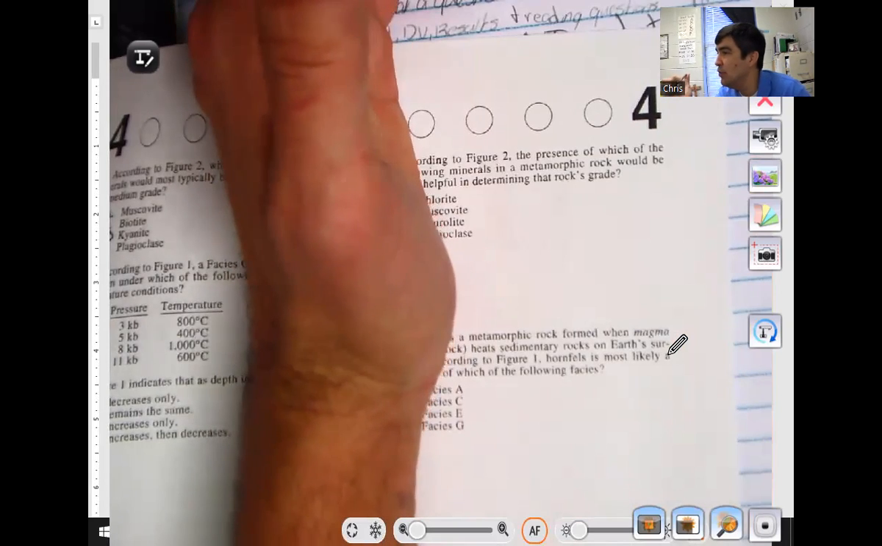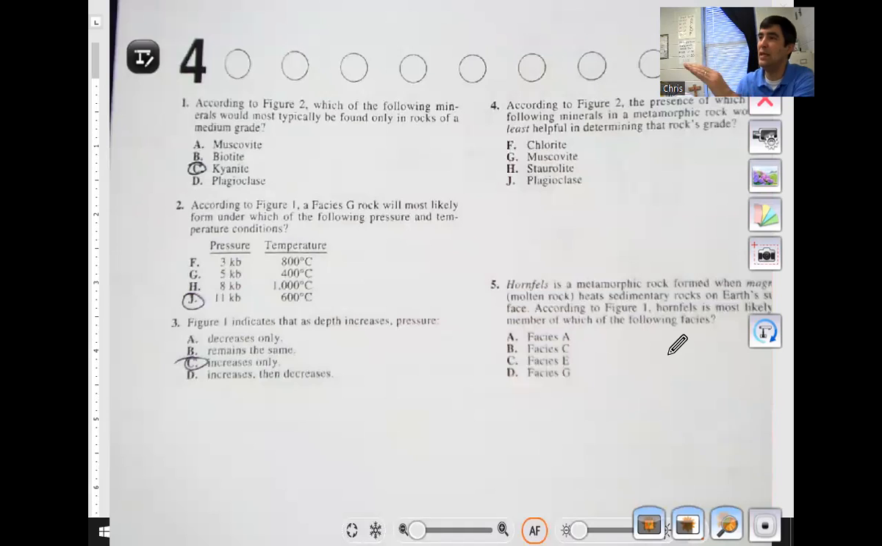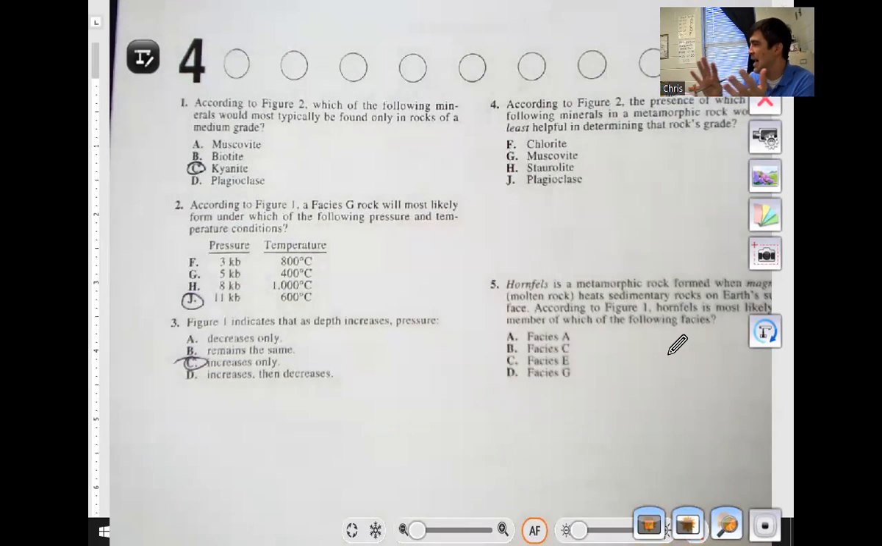Which one's the least helpful in determining the grade? And remember, the rock's grade is low, medium, or high. If it's low, that means it's still similar to the old rock. If it's high, that means it's very different from the old rock.